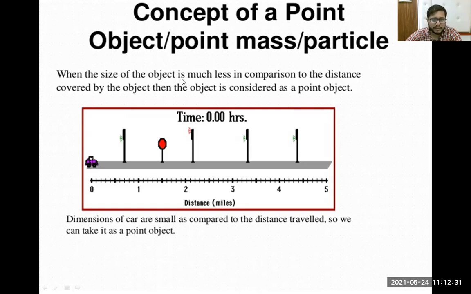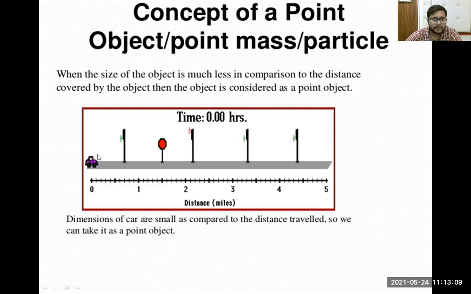When the size of the object is much less in comparison to the distance covered by the object, then the object is considered as a point mass. You can say we have a car and this car is traveling on a straight road. You can say different signals here, green, red, green, and this is one sign board also. So distances here are measured in miles. So you can say the distances are very high as compared to the size of this car.